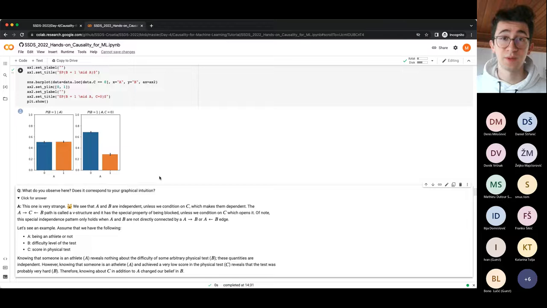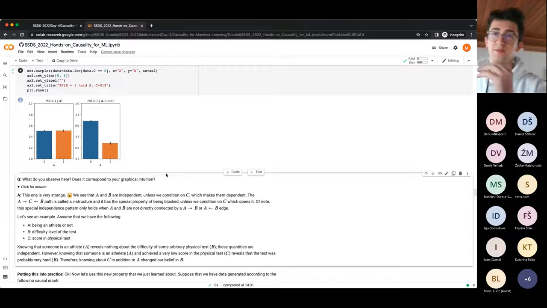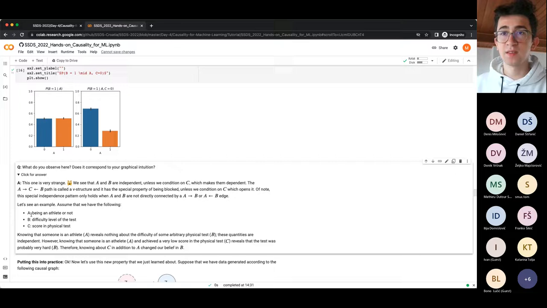This might strike you as odd because it's kind of contrary to the previous case, but it's really just the concept of d-separation that we discussed briefly. Imagine an example: A, B, C being chosen like this. A is an athlete, B is the difficulty of a test, and C is the score on that test. When you know that someone had a great score, then suddenly being an athlete and the difficulty of the test start to compete. But if you don't know about the score, then these things are independent.